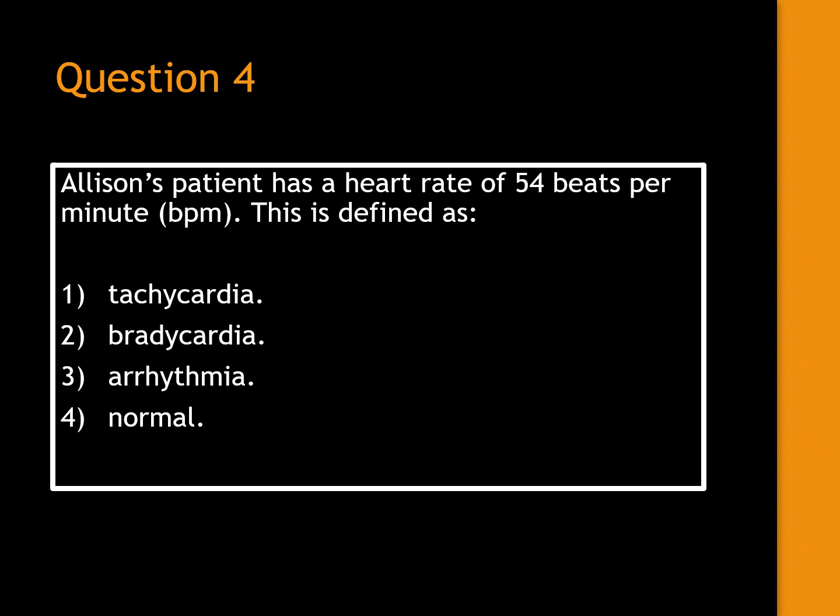Allison's patient has a heart rate of 54 beats per minute. This is defined as what? Is it tachy, brady, an arrhythmia, or is it normal? 54 beats. It is bradycardia, anything below 60. Normal is 60 to 100. Over 100 is tachy, under 60 is brady.